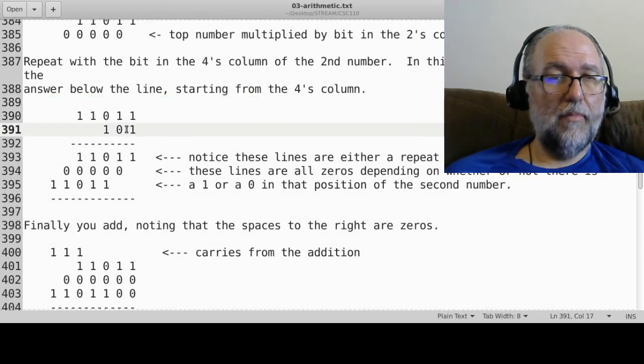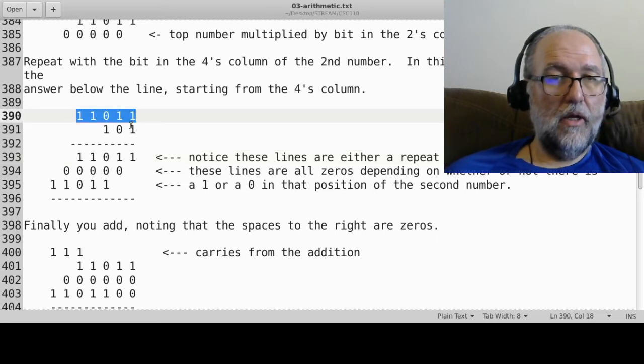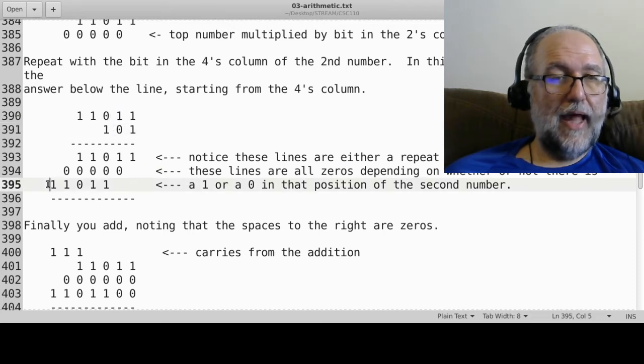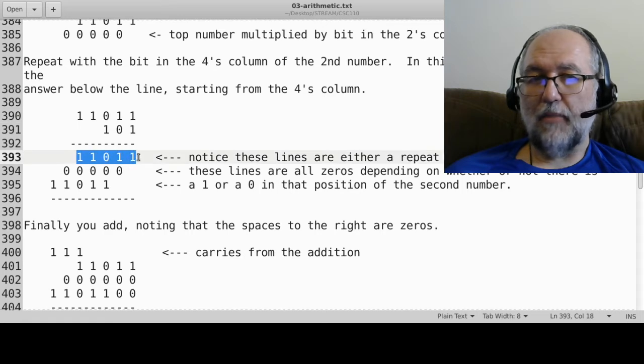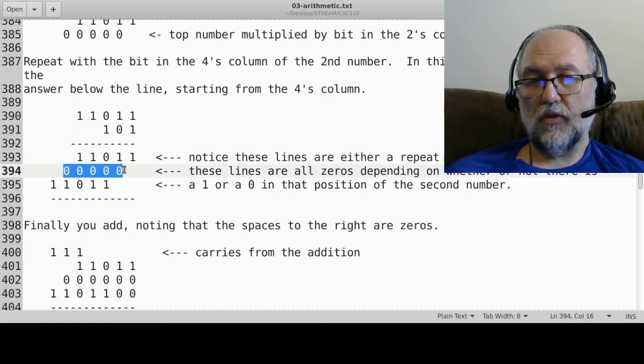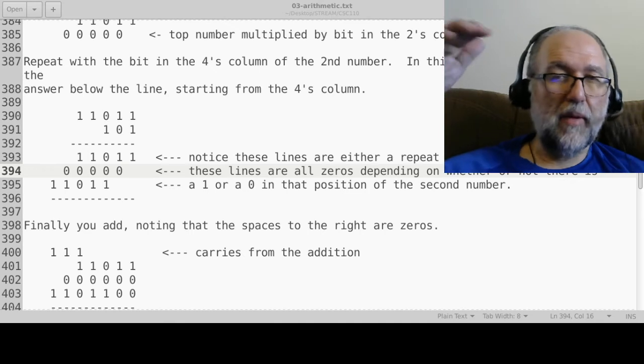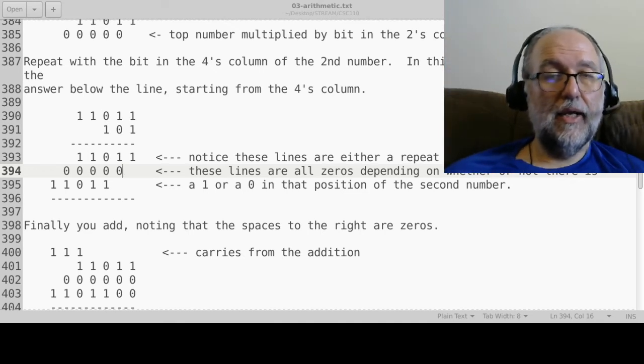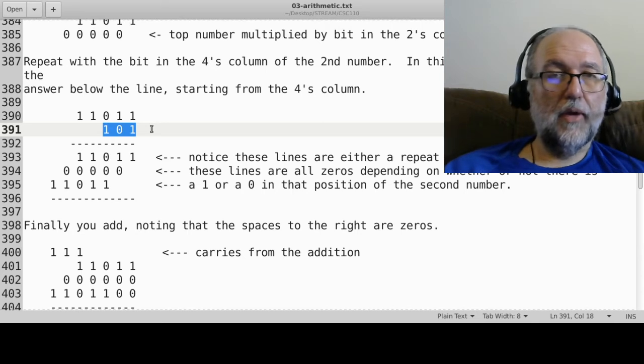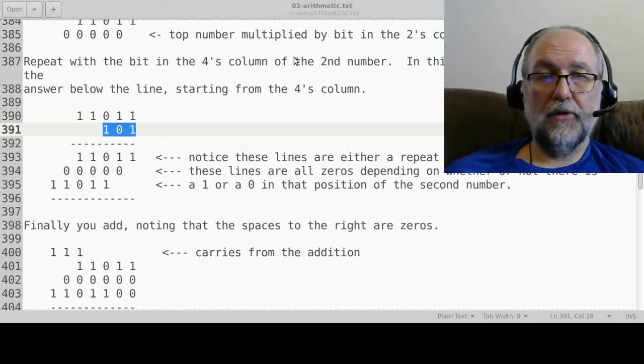Okay, but there's the full multiplication. So if you take a look here, when I multiplied the top number by 1, I got that. I took the top number, multiplied by 0, and I got that, starting in the 2's column. I took the top number, multiplied it by 1, and I got that, starting in the 4's column right there. So either you get the top number reflected back, or you just get a bunch of zeros as placeholders. And that's just repeated for every single bit in the second number. Okay, no carries, nothing like that.